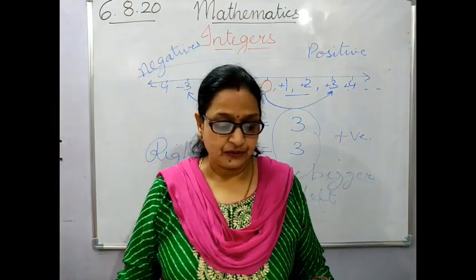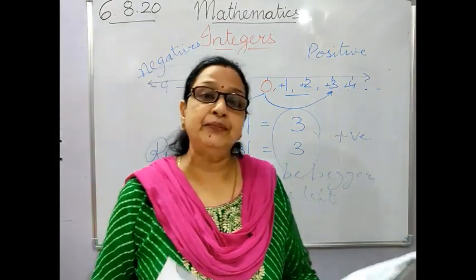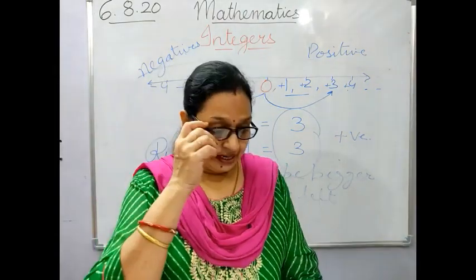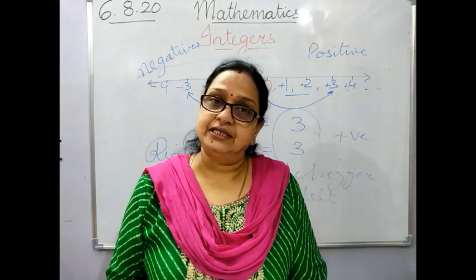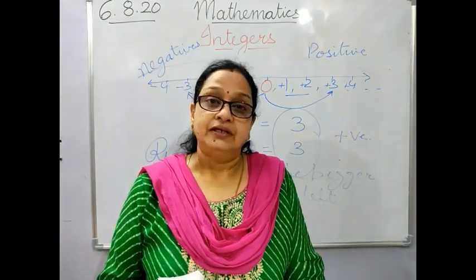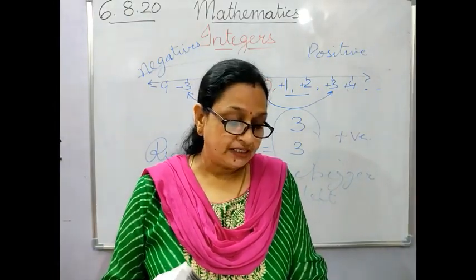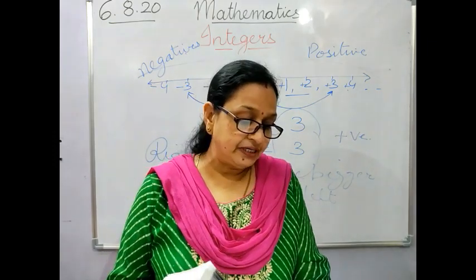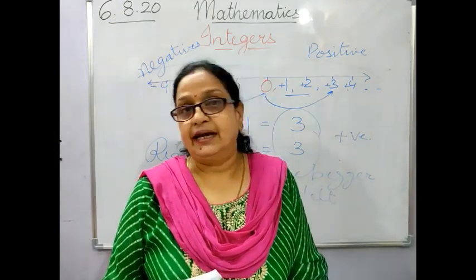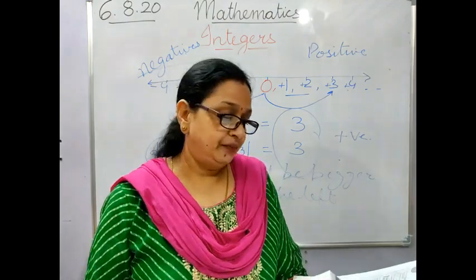that. The first point says we can say that every positive integer is greater than every negative integer. Second is 0 is greater than every negative integer and smaller than every positive integer.